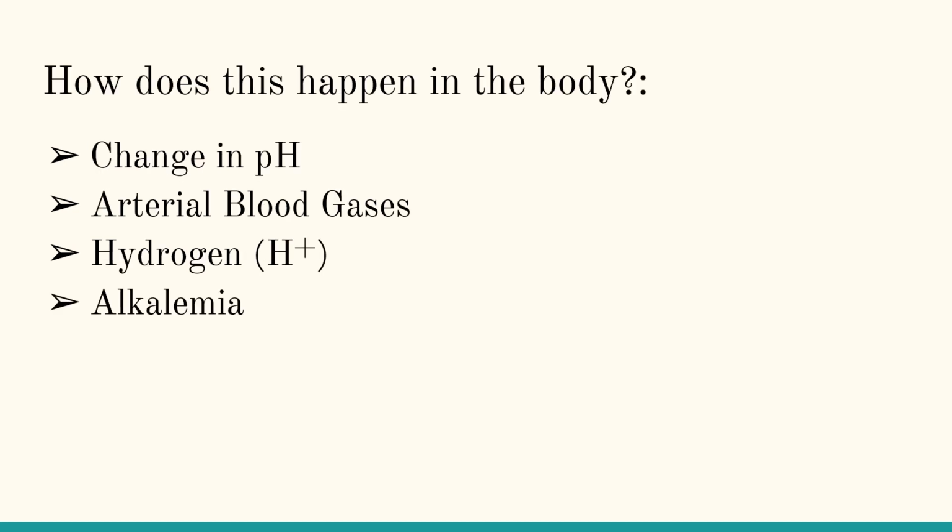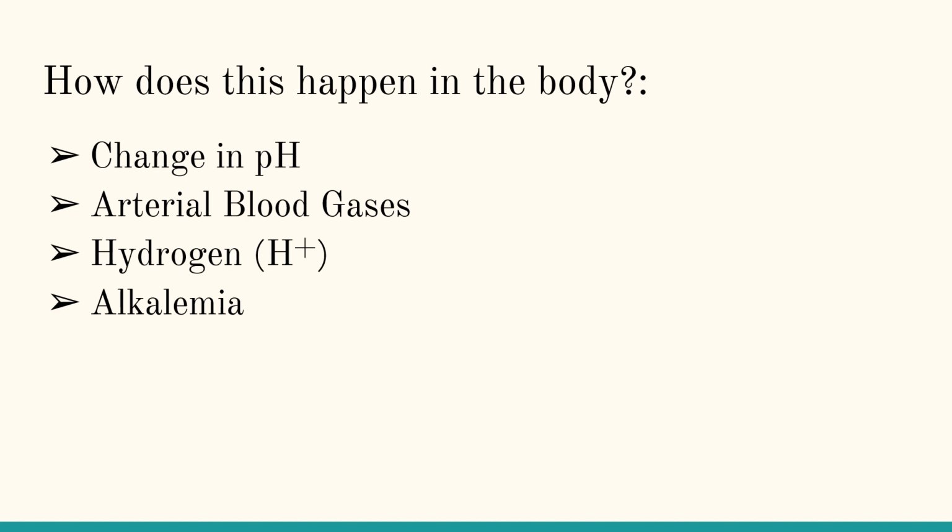So how does this happen in the body? The pH inside a cell is between 7.0 and 7.3, with 7 being neutral. Arterial blood pH is 7.35 to 7.45. So arterial blood gases are needed in order to diagnose acid-base disorders. If you have high serum bicarbonate, the cause could be metabolic alkalosis or respiratory acidosis.